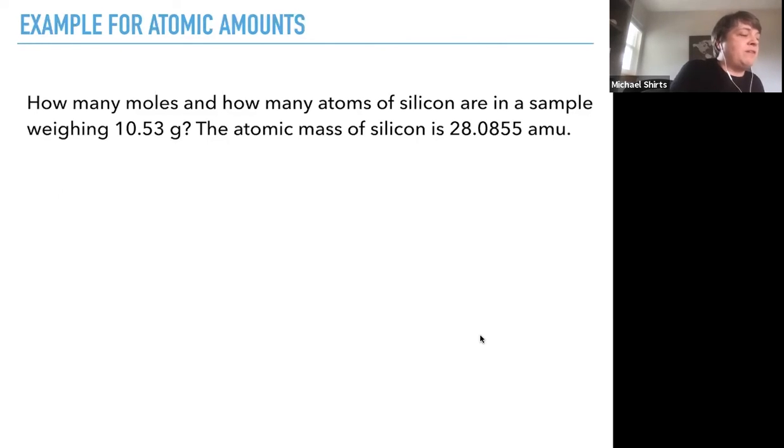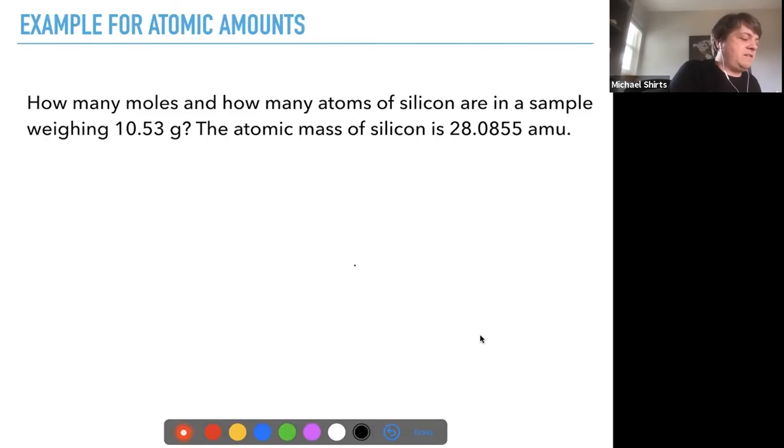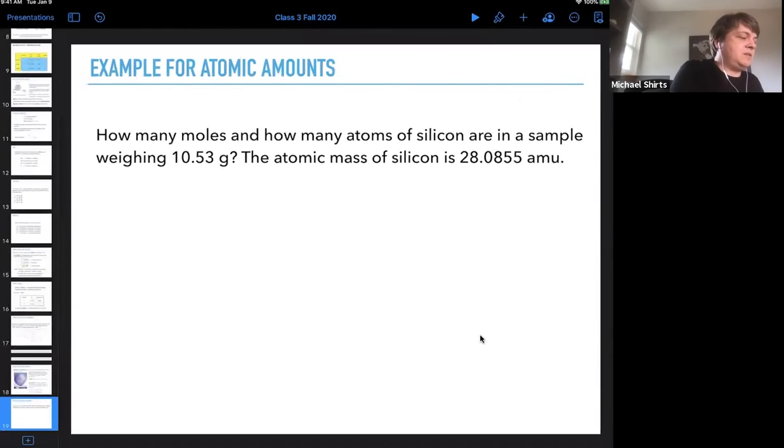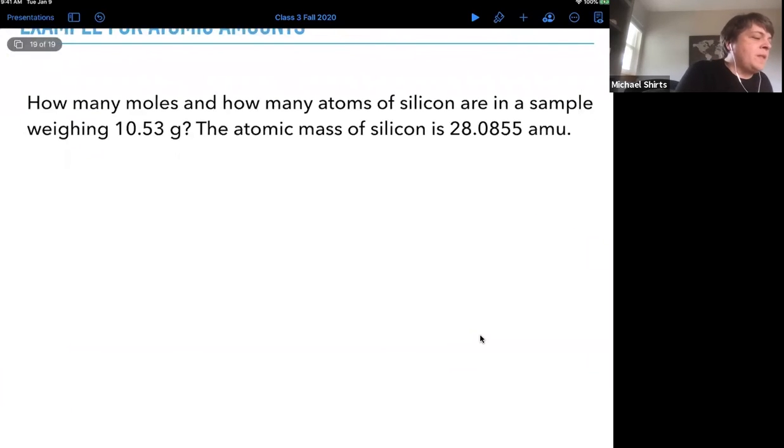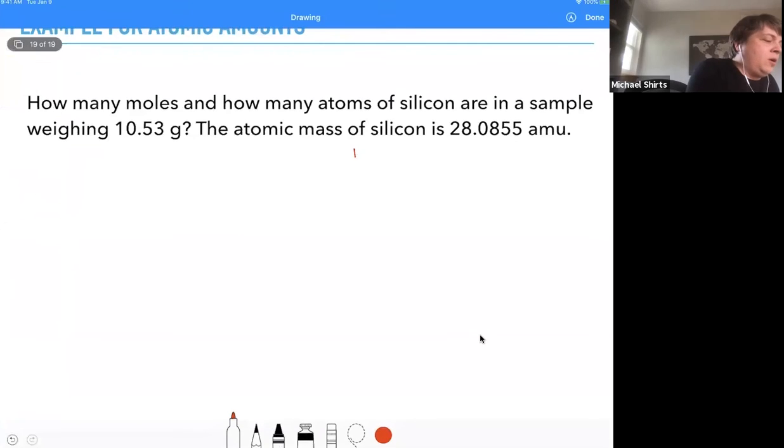Okay, so if we know what the atomic mass of silicon is, it means we actually know what the molar mass is as well, right? Because that's the mass of a single atom. And so then, let's actually switch to this view mode, 1 mole of silicon is equivalent to 28.0855 grams.